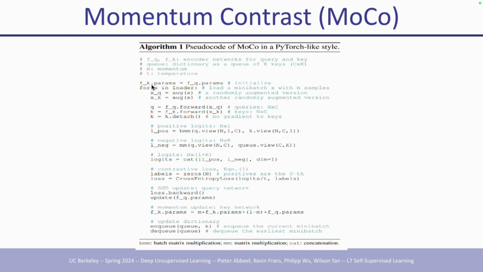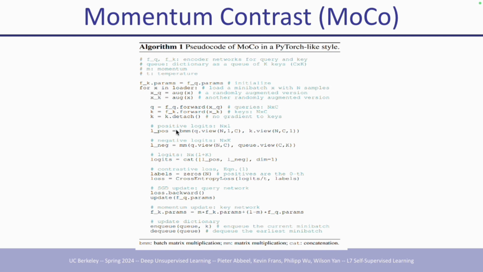But essentially, we have our image X. We pass it through a random augmentation, and we get these two different augmentations. And we pass it through our network here. We have FQ, which is the key network, and then the query network K here. So that gives us our two examples.